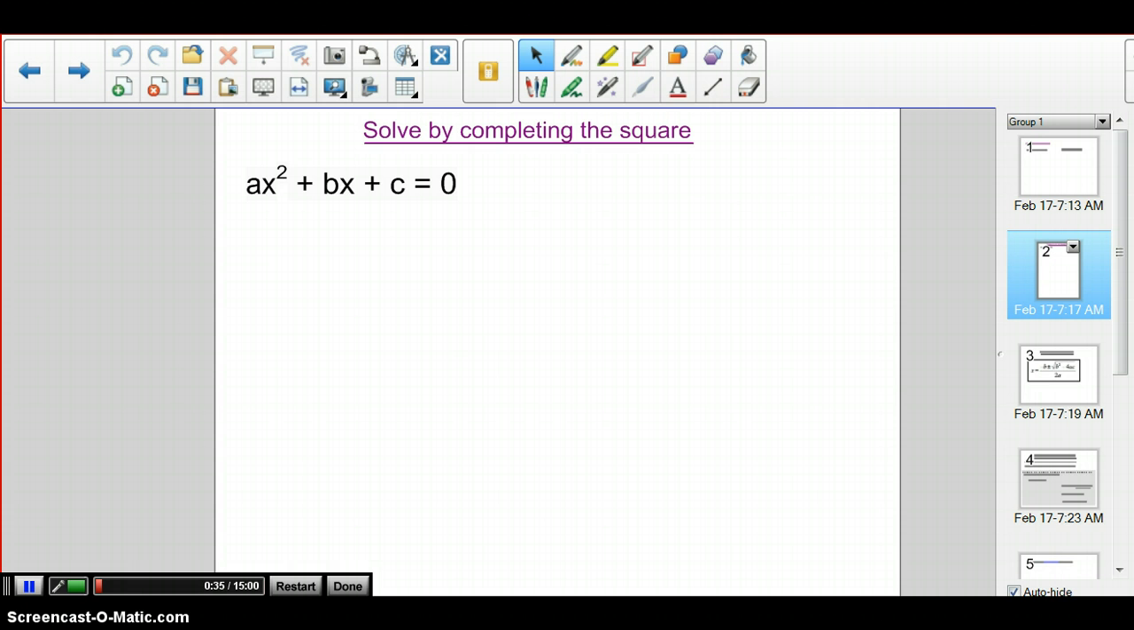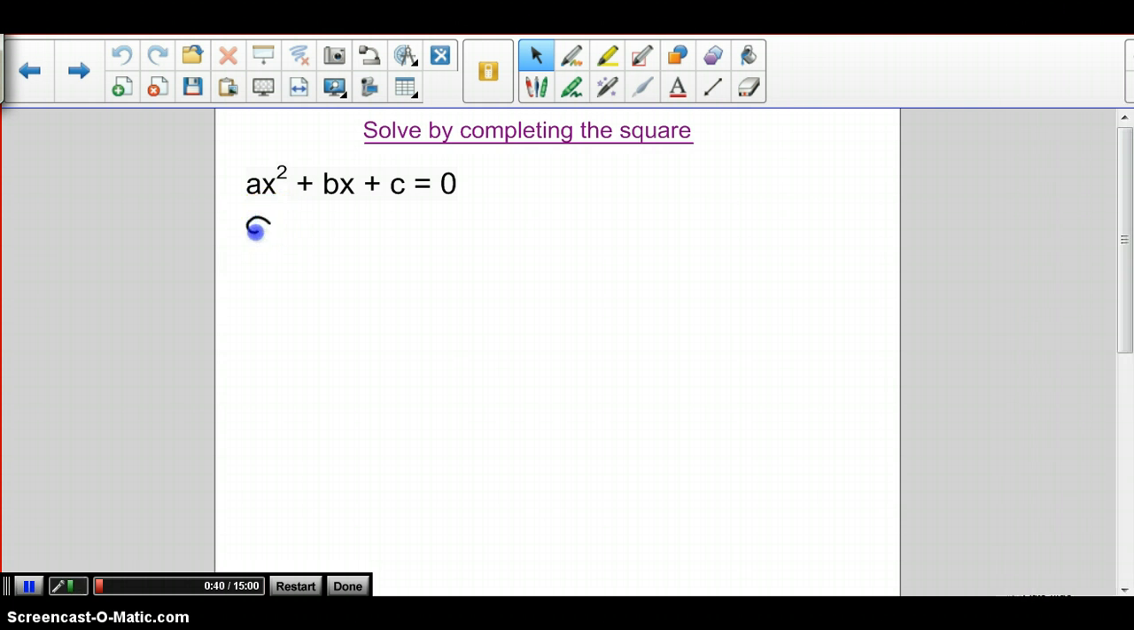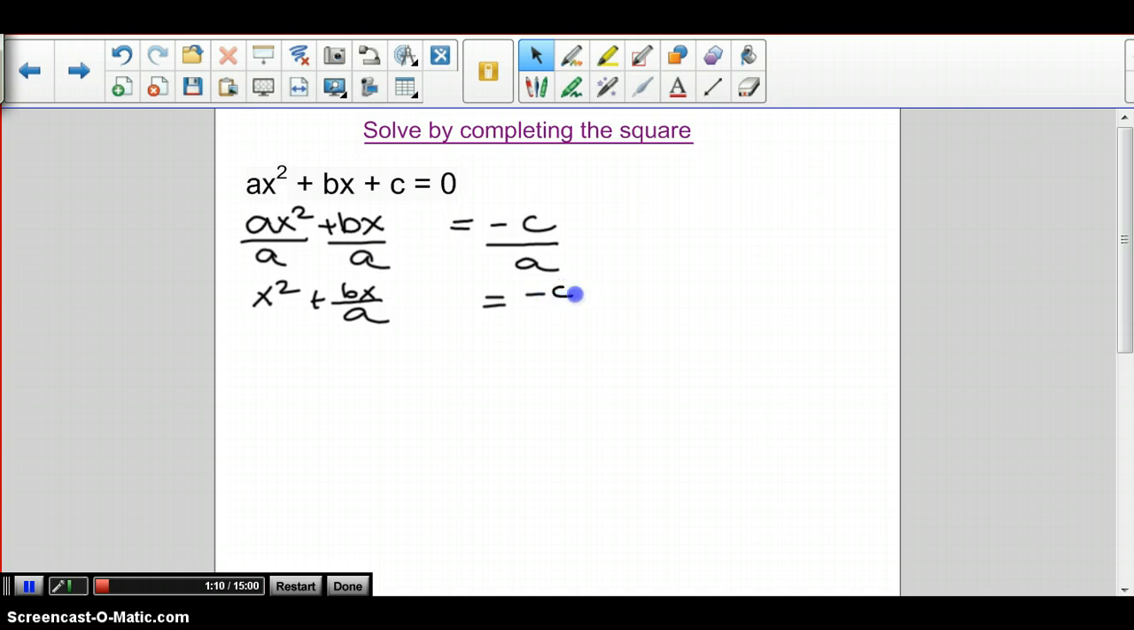By completing the square, we remember that our first step is to move that constant term over. So I'm going to have ax squared plus bx equals negative c. Now, when we complete the square, we want to divide by the lead coefficient, which in this case is a. So we're going to divide everything by a. In my next line, I'm going to have x squared plus bx over a equals negative c over a.